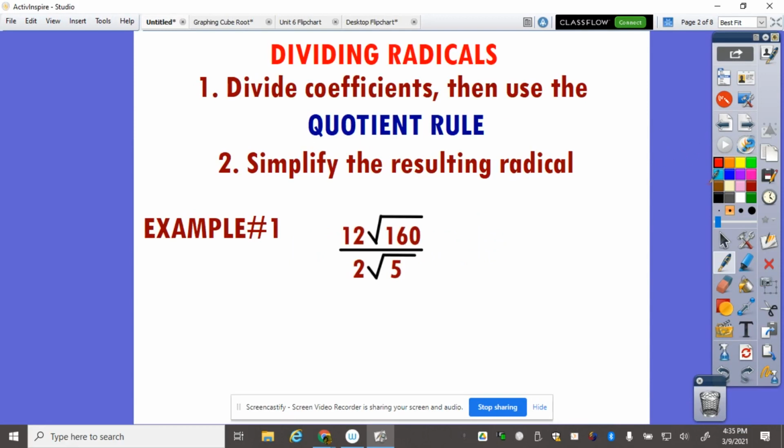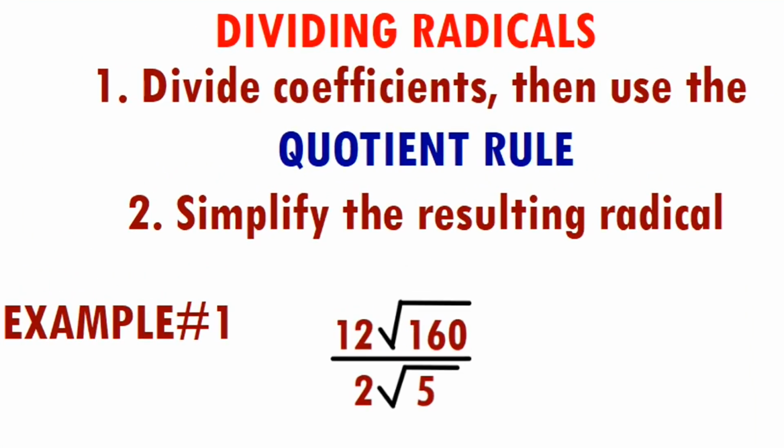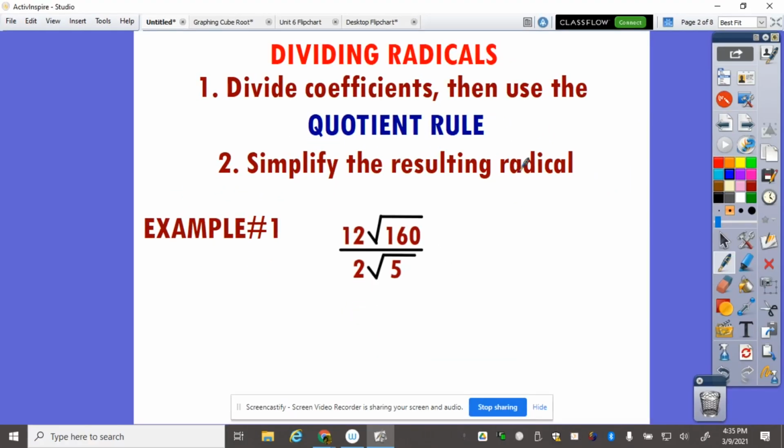So dividing radicals, here are some steps. Divide the coefficients, the basic one. Then use the quotient rule. If you remember what the quotient rule is, for example, if I have x to the 5 divided by x to the 4th, we will subtract the 5 and the 4, and the answer there will be x to the 1. Okay, that's how the quotient rule works. Then simplify the resulting radical. So simplify as much as you can after you apply the quotient rule.